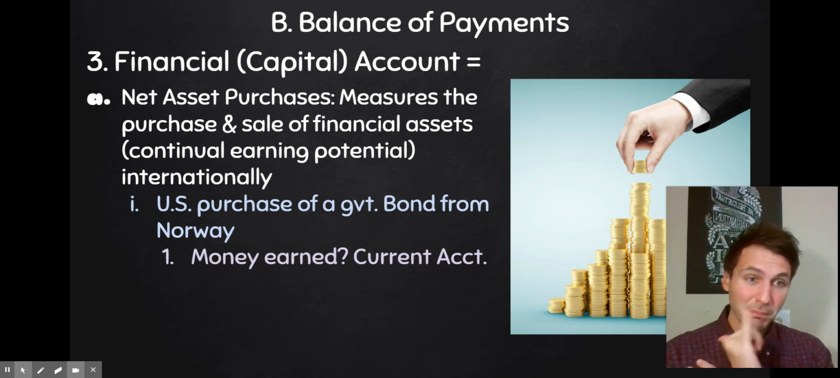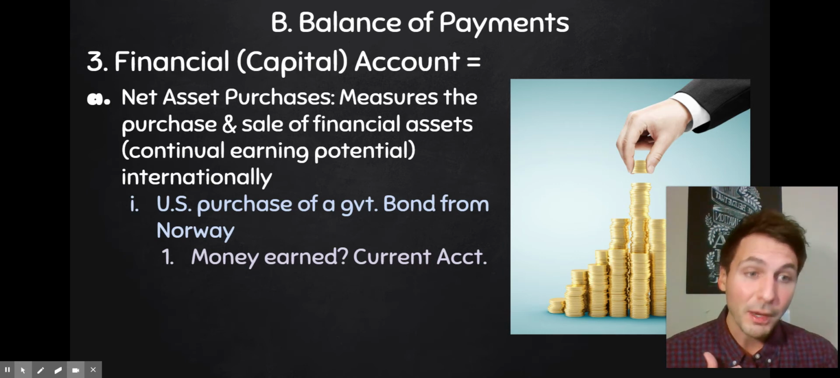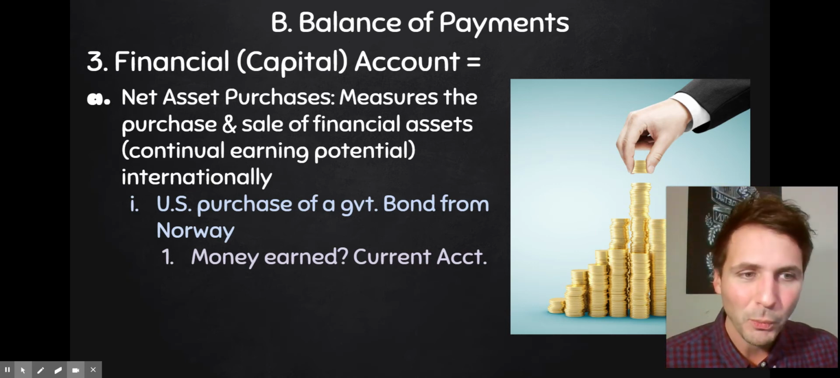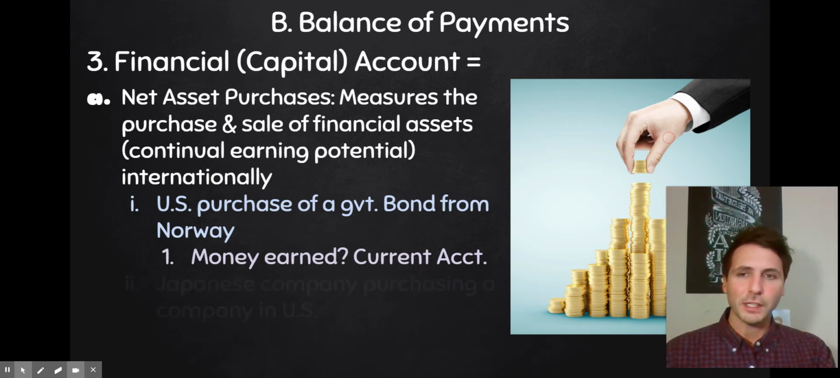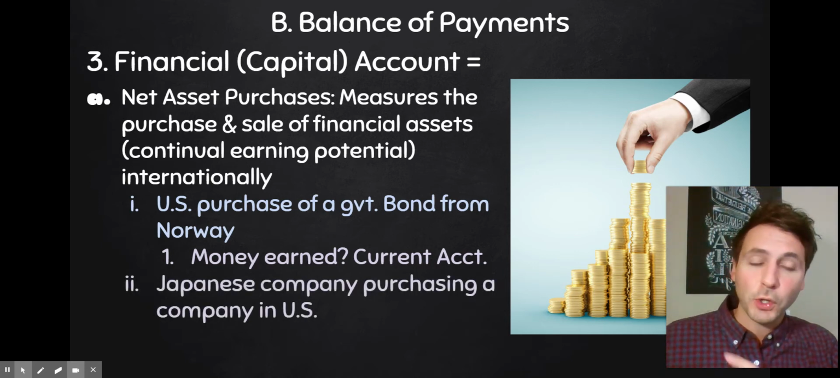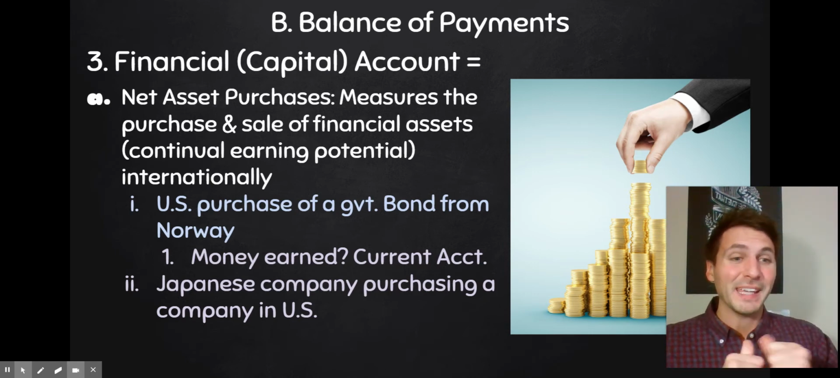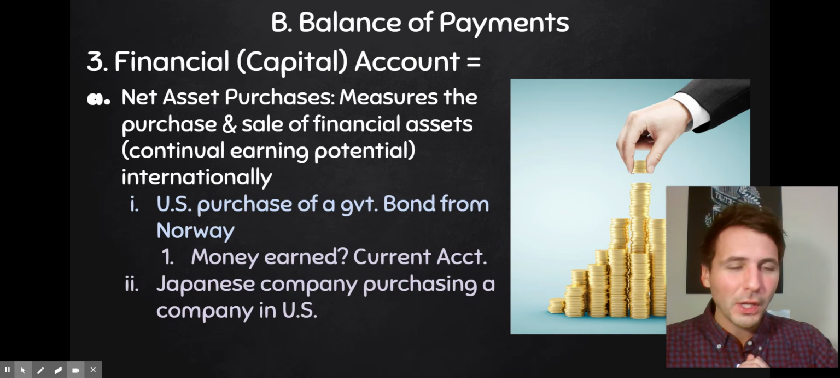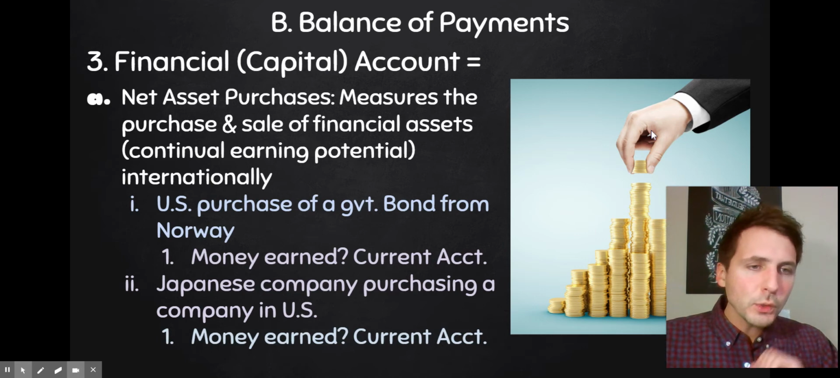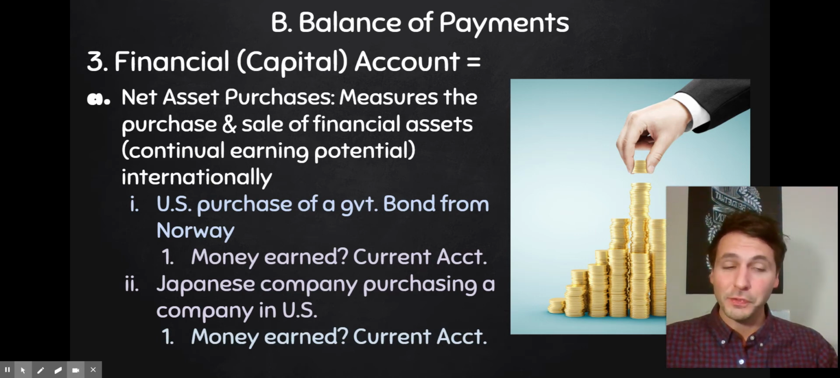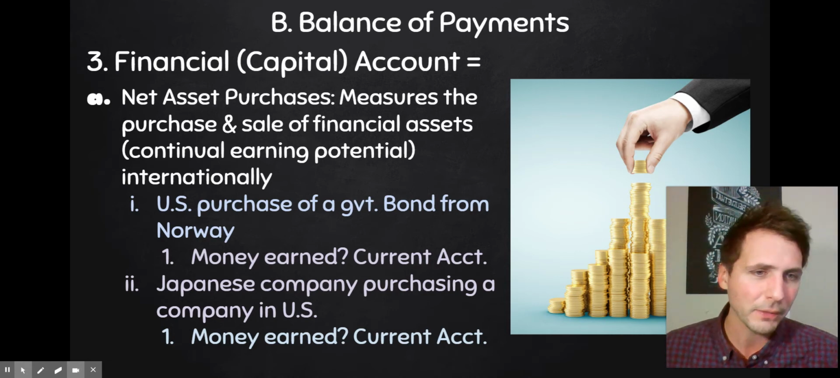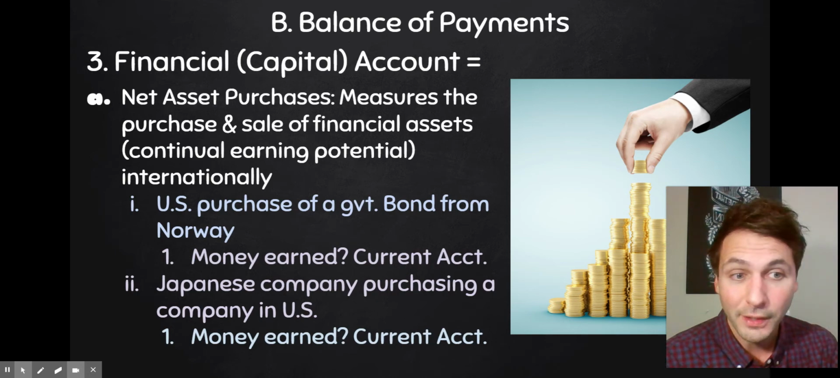Current account tracks the money coming back and forth from the profits we make off of our assets, but the initial purchase of the asset is going to happen when I buy it, and it's going to be tracked in the financial account. A Japanese company purchases a company in the United States. If Japan purchases a US company, that money is coming into the United States. So it's going to be inflow in our financial account. It gives them future earning potential. And then in the future, when Japan earns that money off of that company, that's going to be tracked in the current account. Initial purchase, financial account, future profits, current account.